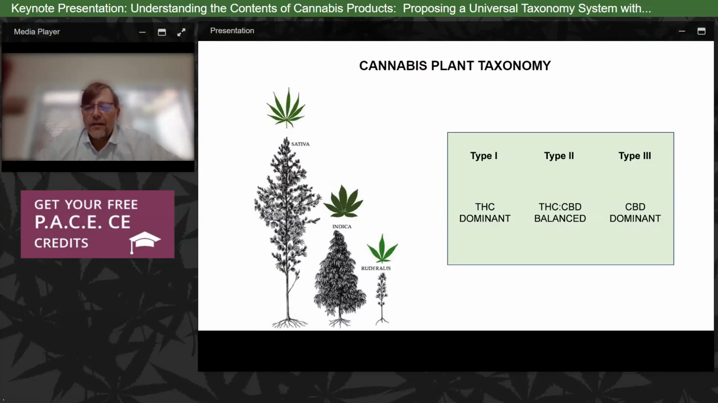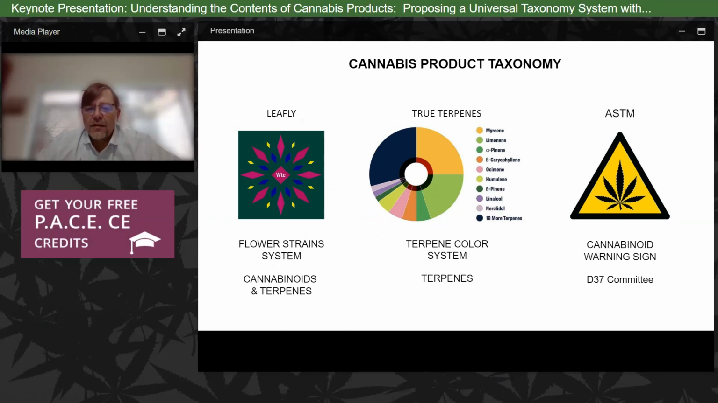And there's another attempt to then do a cannabis plant taxonomy: THC dominant type 1, THC and CBD balance type 2, and type 3 CBD dominant. And this is a very broad description of still the plant taxonomy based on purely THC and CBD dominance. There's other attempts now. So besides trying to have a taxonomy for cannabis plant, we need a taxonomy for cannabis products. This is a taxonomy, that visual representation of strains that was created by Leafly. It's a flower strain system that represents cannabinoids and terpenes. So cannabinoids are presented in different shapes, diamonds or pearls, and terpenes in different colors. It's only applicable to strains, and it's quite difficult for the consumers to remember.